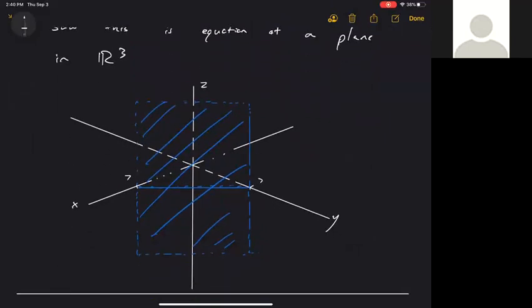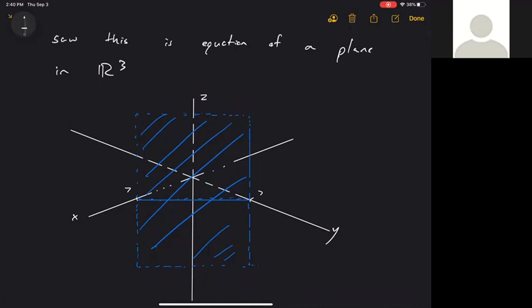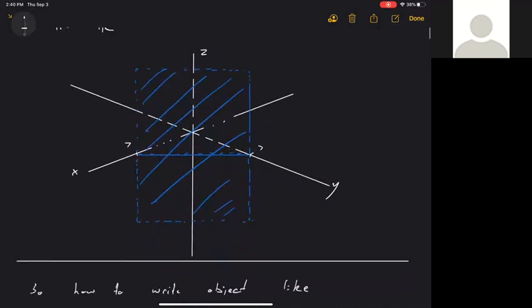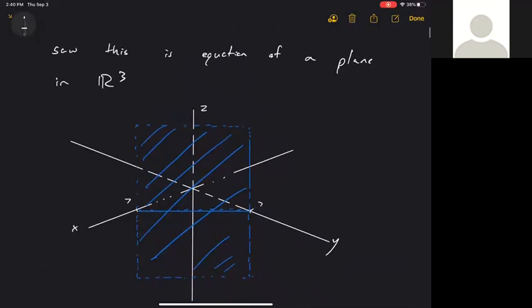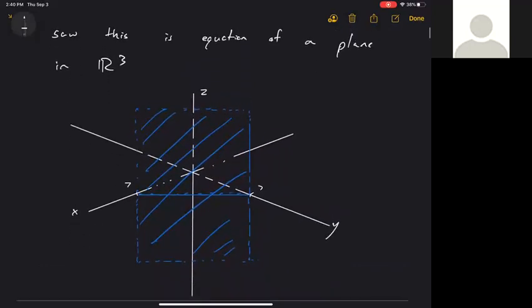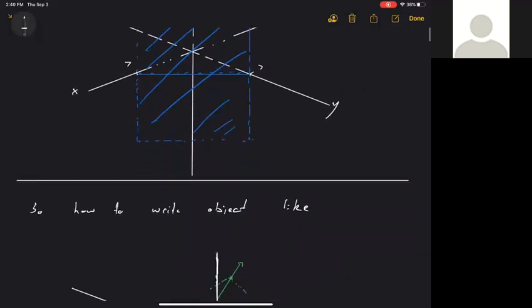If we look at the xy plane, we get this solid blue line here, which is just a line. But for all the other values, we have similar lines, and those lines form a plane. So this is the equation of a plane in R3, not a line. We'll see how to draw planes a bit more methodically as well, but let's stick with lines for now.